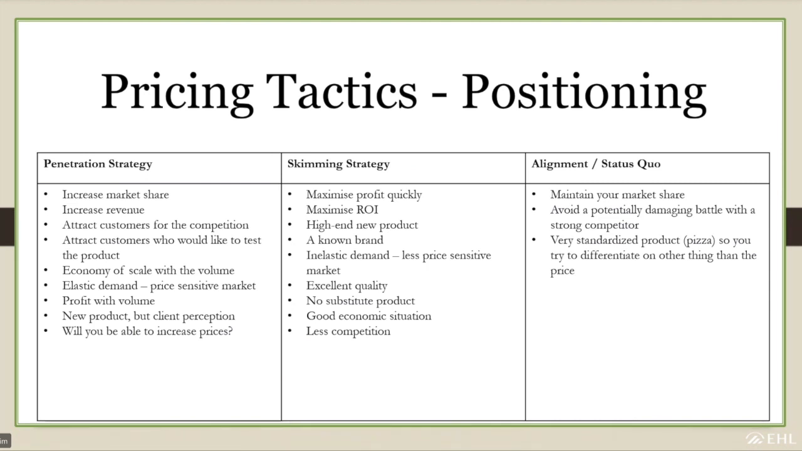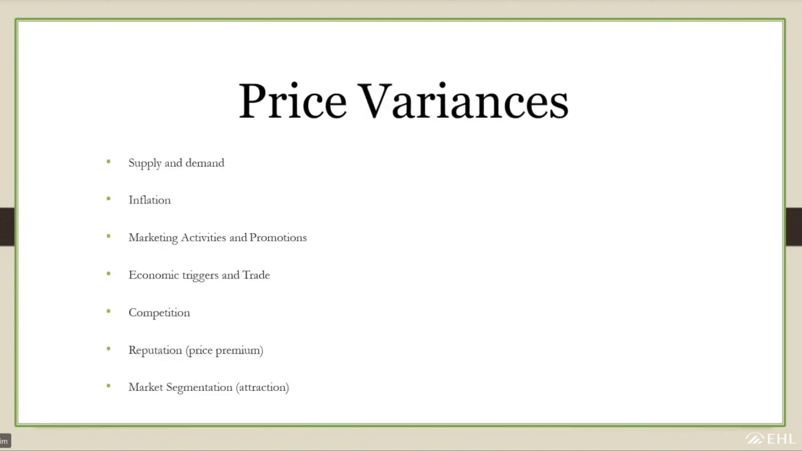These are the three main strategies. You can read it. I won't read everything now, but you have everything on EHL recap as well. Then price variances, supply and demand. Obviously, this is the main one. You can't sell something for way too high a price, or no one will buy it. Then inflation, marketing activities, and promotion. Competition is another one; you have to take the competition into consideration.